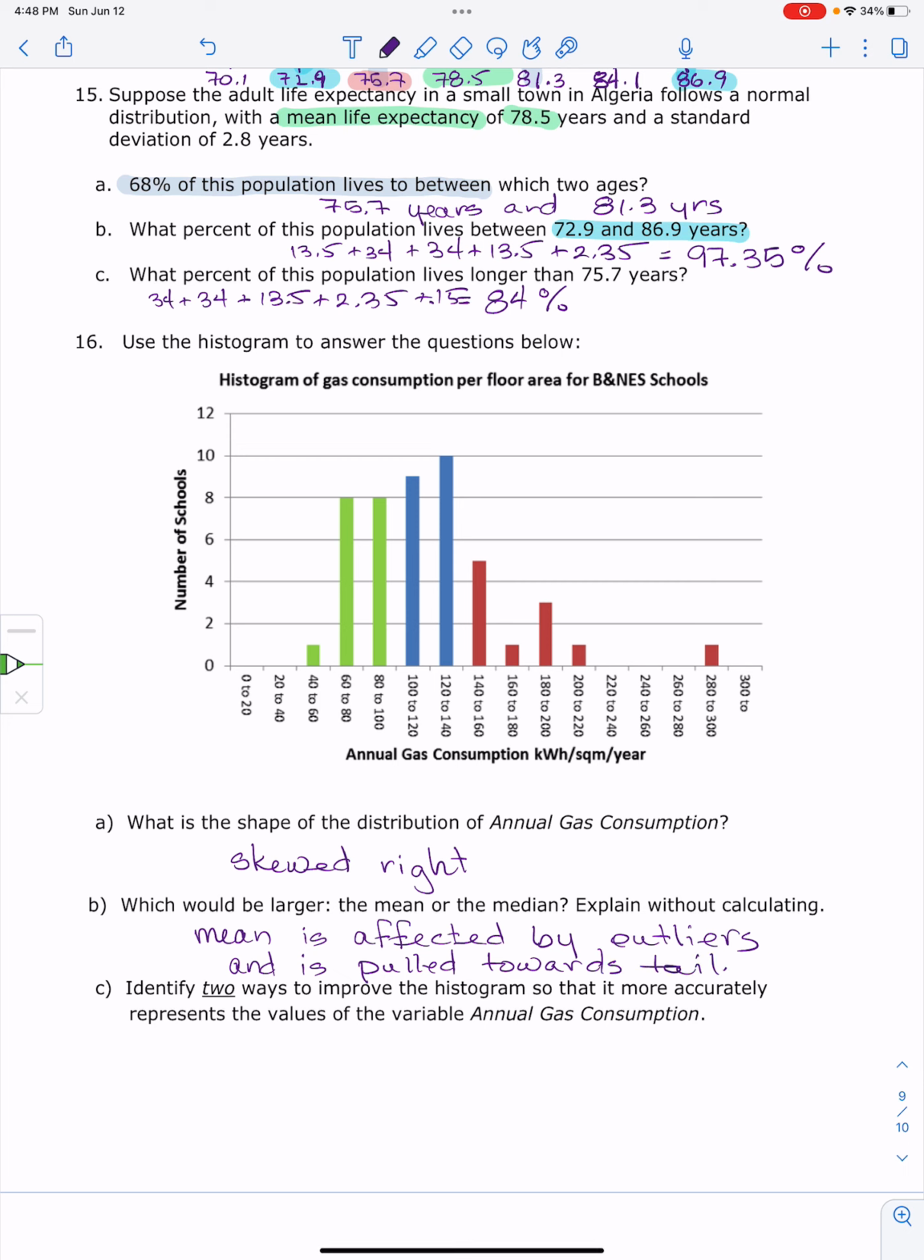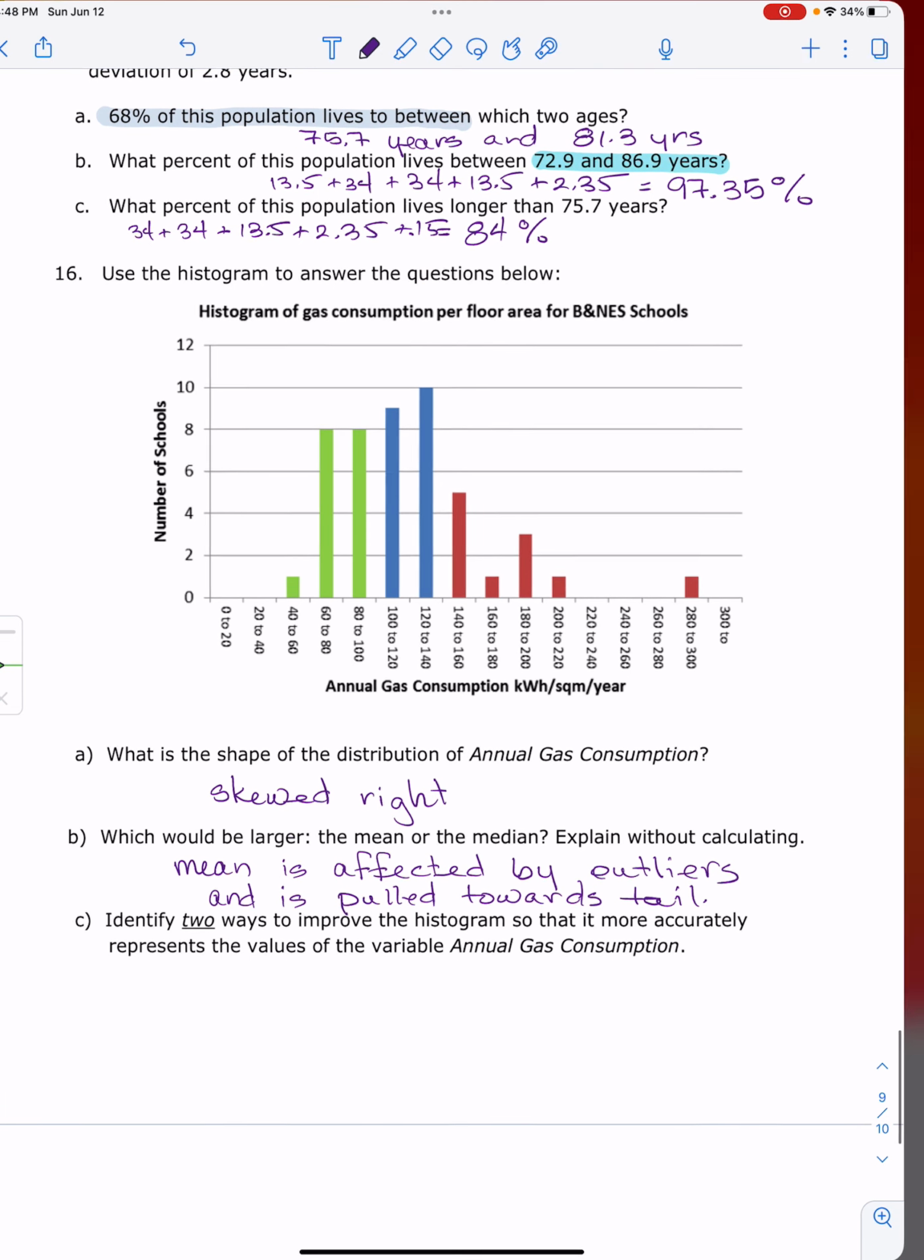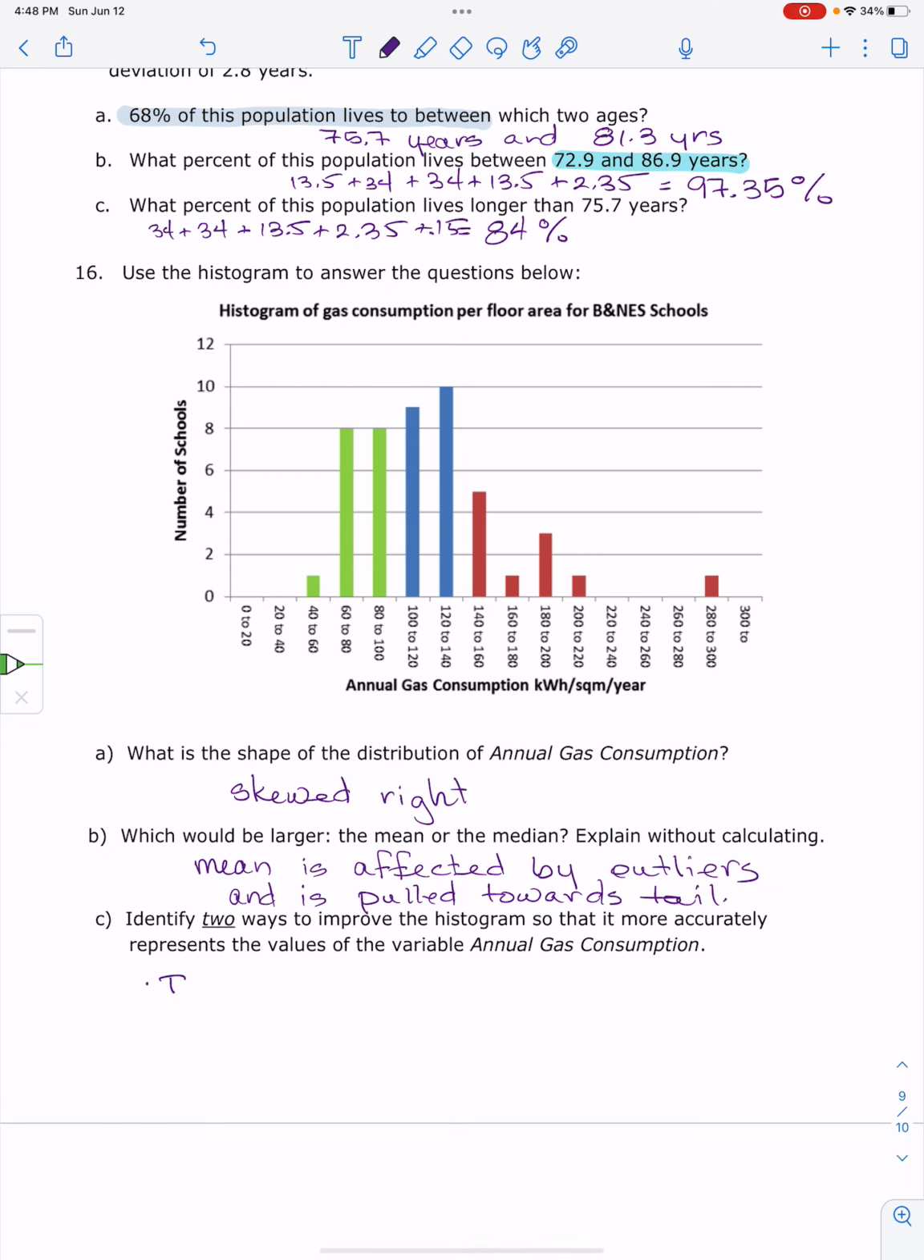We need two ways to improve this histogram so that it more accurately represents the values. So now this is a histogram. Notice that it looks more like a bar graph. So the first thing we're going to do is point out that the bars should be touching. Those bin widths have no spaces between them. So we should see something that looks a little more filled in.